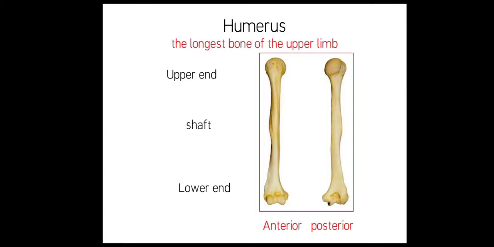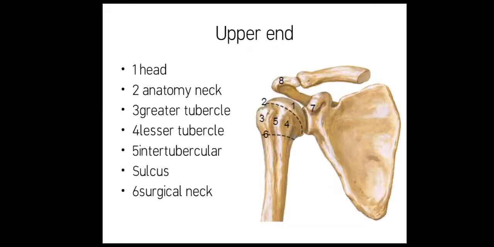So, without any delay, let's start studying the structure of the humerus. The humerus is divided into three parts. The first one is the upper end, then the shaft, and then the lower end. Okay, so let's start with the upper end of the humerus.